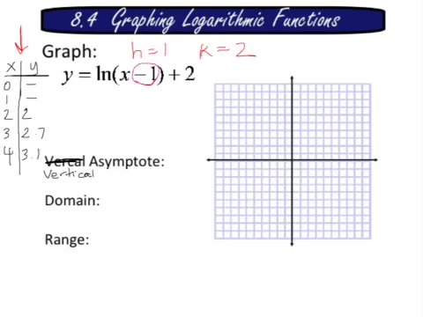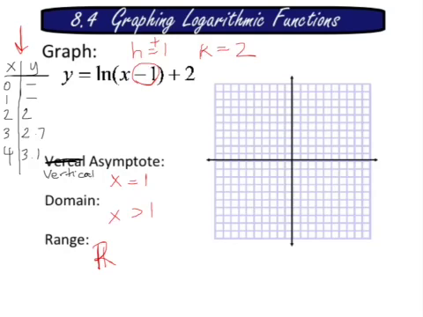I'm going to pull out the opposite of what I see, positive 1. So if h is 1, then my vertical asymptote is x equals 1. My domain is x is greater than 1. It's always that h value. I'm not actually going to do anything with k in this case. And then my range is all real numbers.